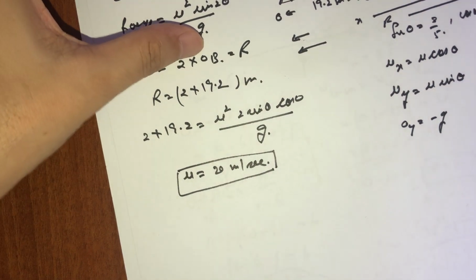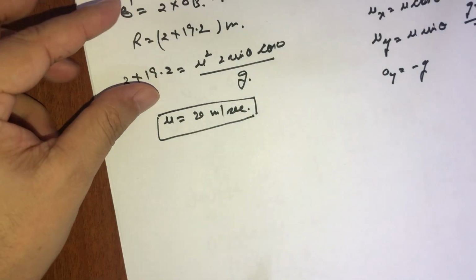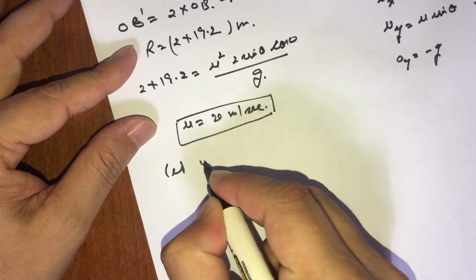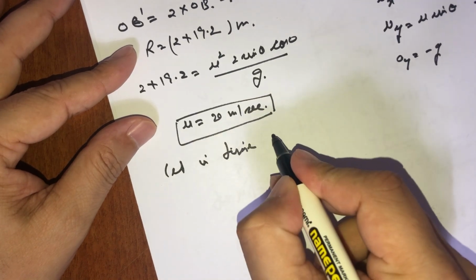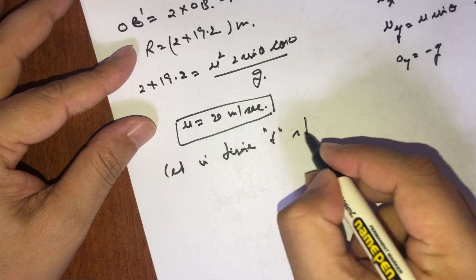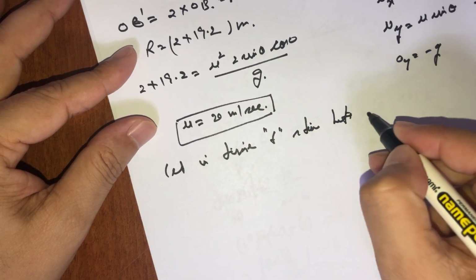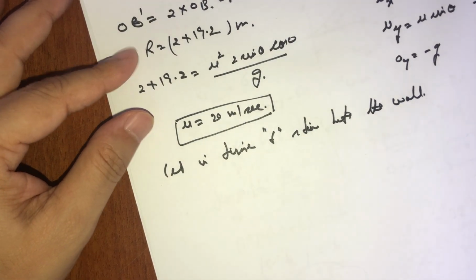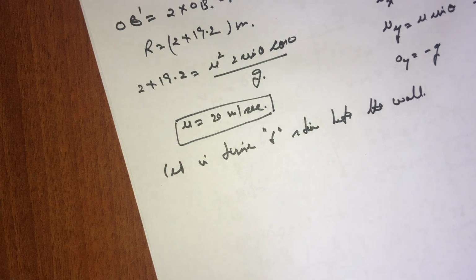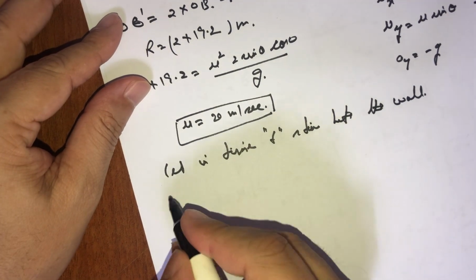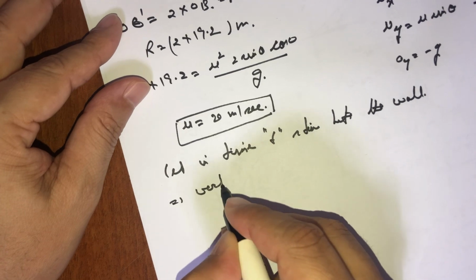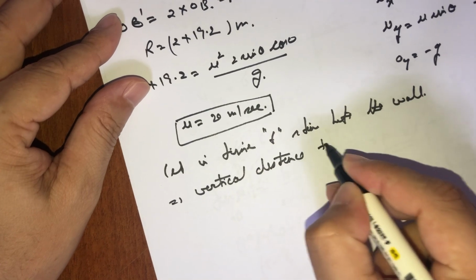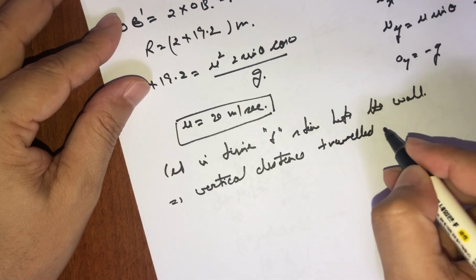Okay, so let us assume that in time t the stone hits the wall. In time t the stone hits the wall, so we can say the vertical distance traveled by the stone.